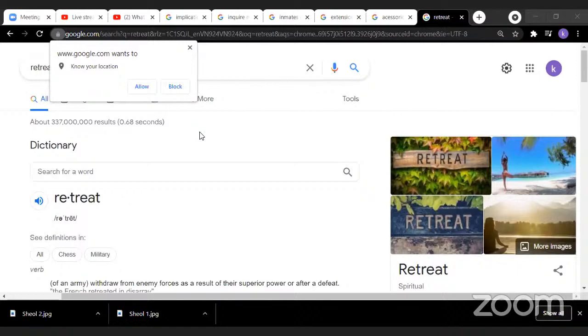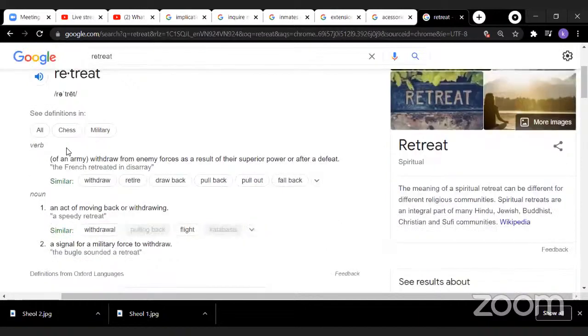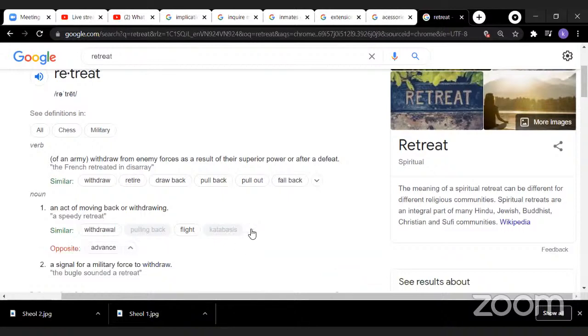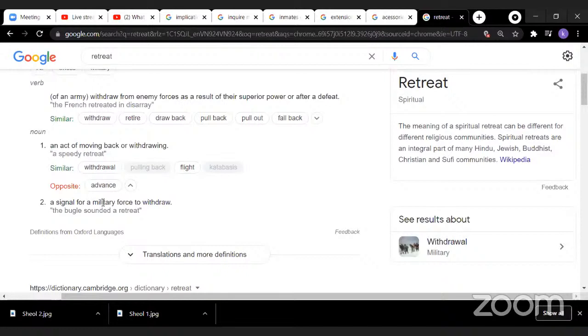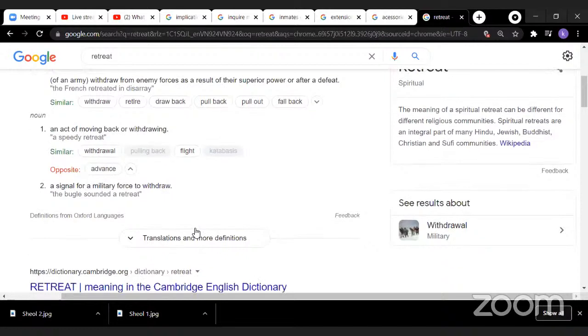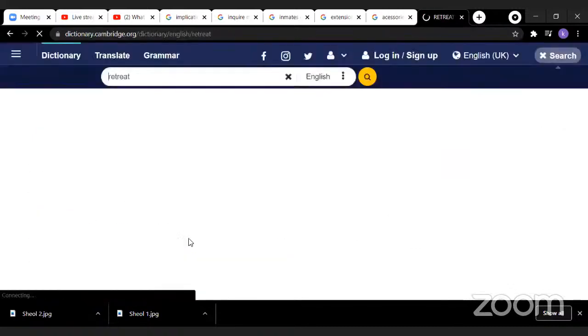Right. So, okay, retreat, verb, of an army, withdraw from enemy forces as a result of their superior power or after a defeat. As a noun, an act of moving back or withdrawing. Okay, withdrawal, flight. Two, a signal for a military force to withdraw. Let's look in the Cambridge English Dictionary.